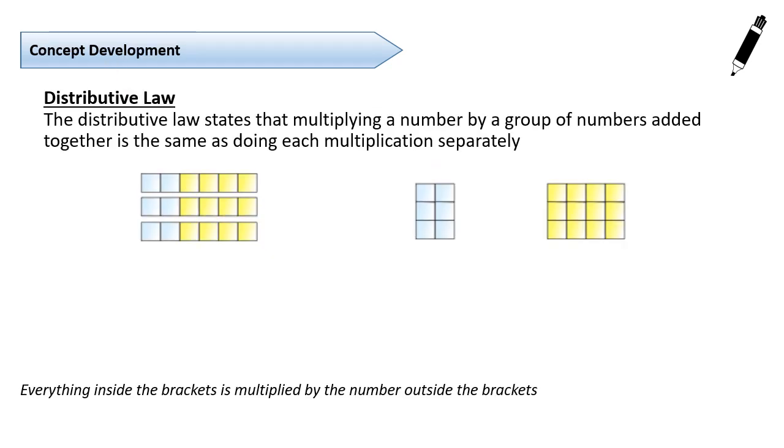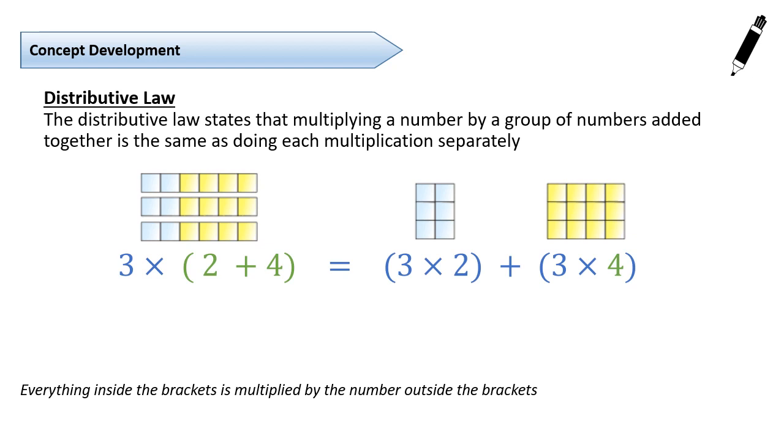Okay, so here we go, the distributive law. We have a definition that I would like you to copy down in your notebooks. The definition is written as follows. The distributive law states that multiplying a number by a group of numbers added together is the same as doing each multiplication separately. Now, a little bit going on there, and what we're going to do is try and break that up a little bit.